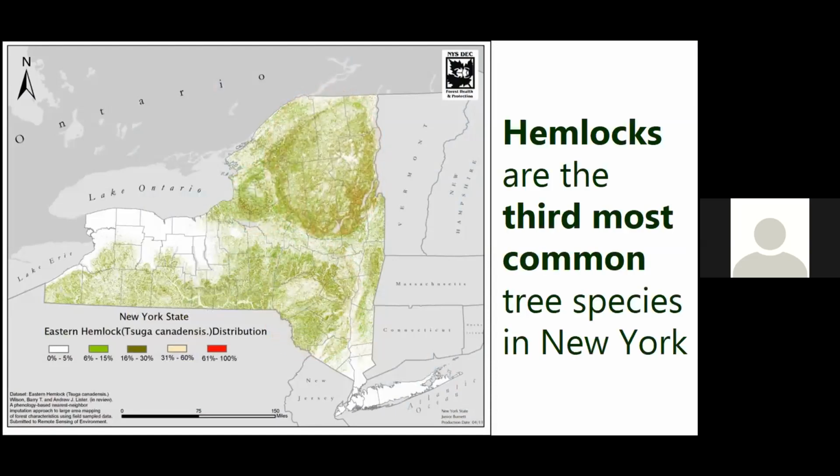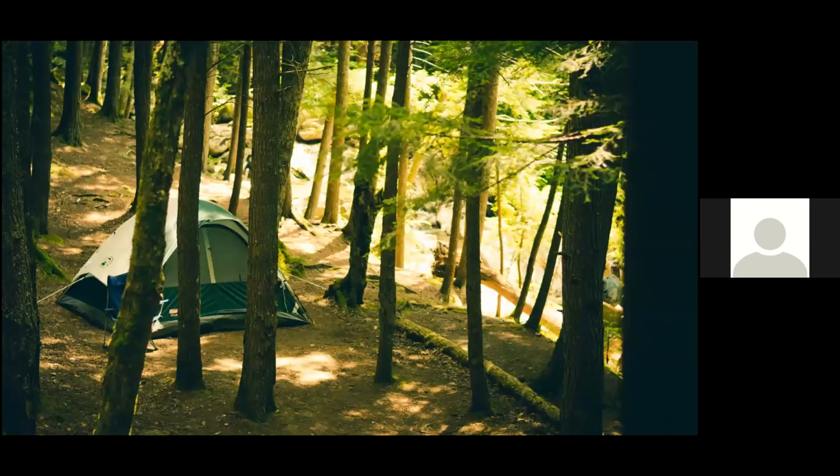They're actually the third most common tree in New York. I always get asked what the first two are, and I'm pretty sure they're sugar maple and maybe silver maple or red maple, I think. So sugar and red, those are the first two. But hemlocks are the third most common tree in our forest, so they're a really, really abundant tree species.